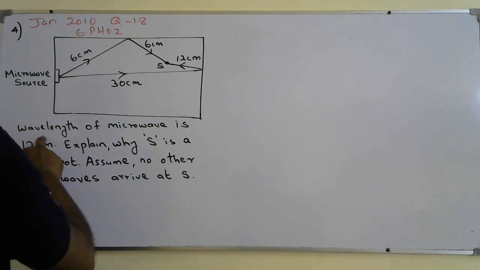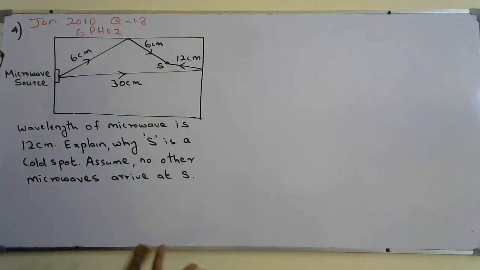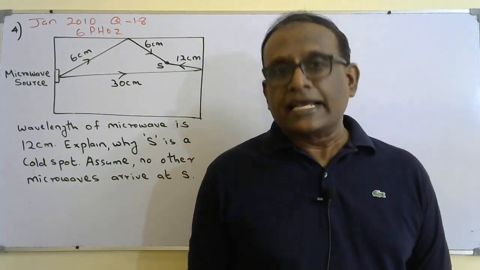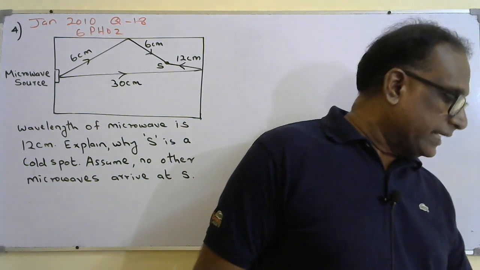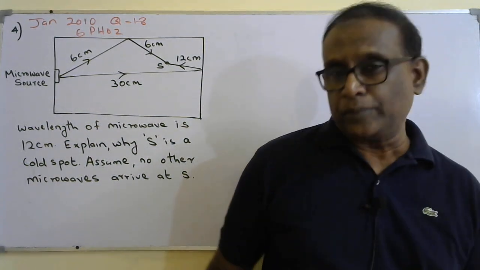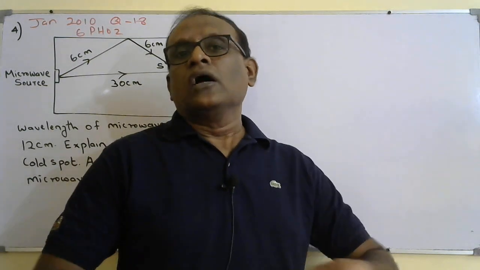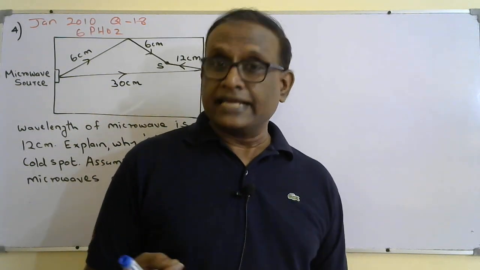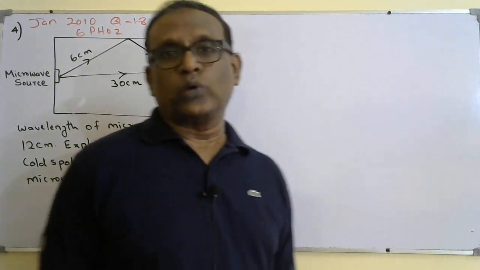They asked, the wavelength of the microwave is 12, so explain why S is a cold spot. Cold does not mean freezing. It means there is no heat produced. There's nothing to explain without any calculation, so we have to do a calculation. We need to find the path difference. All the calculations related to path difference, because path difference is the distinct factor that decides whether the superposition will be constructive or destructive, and path difference is the measurable quantity.